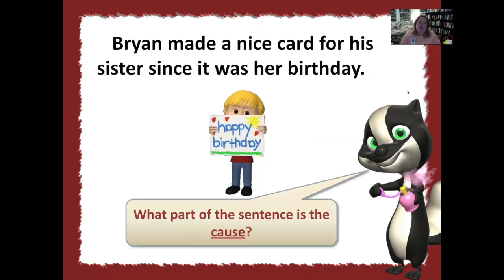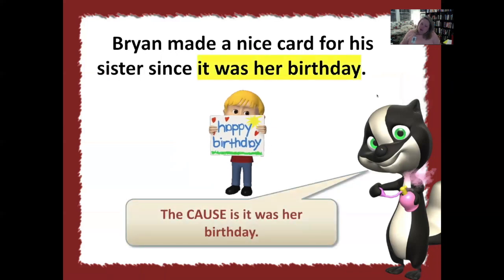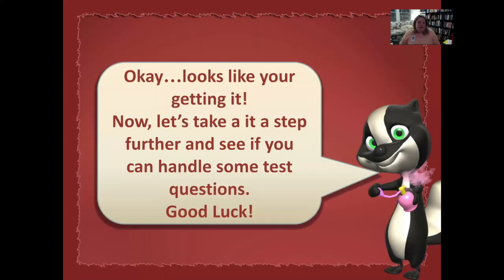Brian made a nice card for his sister since it was her birthday. What part of the sentence is the cause? Did you say it was her birthday? Then you are correct. He made a card because it was her birthday. Since is another one of those cue words that you want to be looking for. All right, so it looks like you're getting it. Now we're going to take it a step further and see if you can handle some easy test questions. Let's get started.